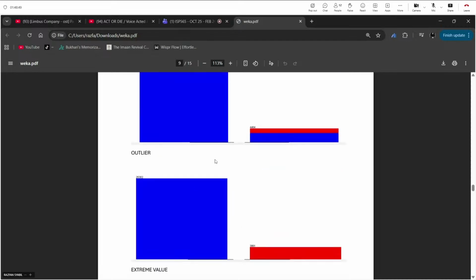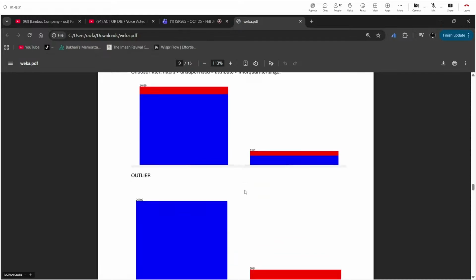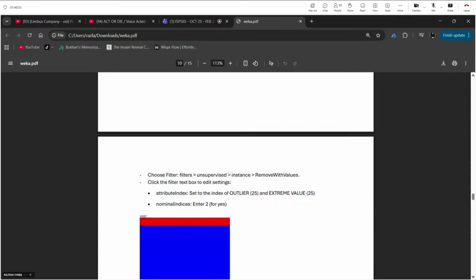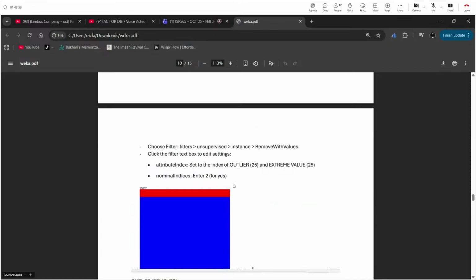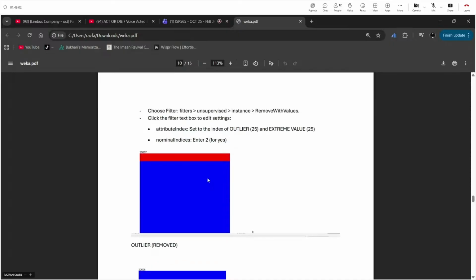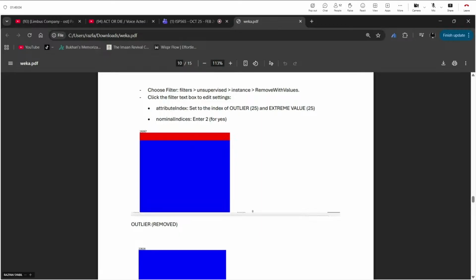This is it, the graphs. Okay, and to remove the outliers and the extreme values so it will not skew our studies, here we just filter unsupervised instance, remove values, go to outlier and extreme value, or this should be 26, and enter 2 for the nominal indices for yes. So this is after remove.